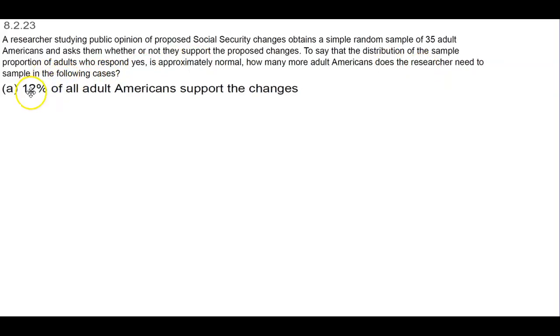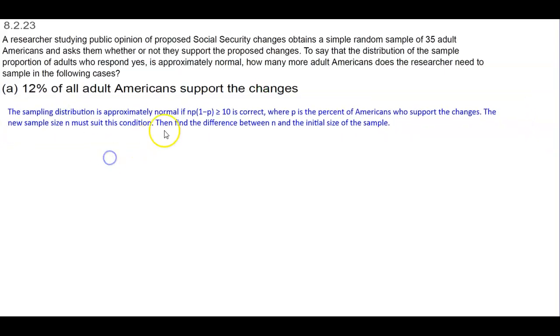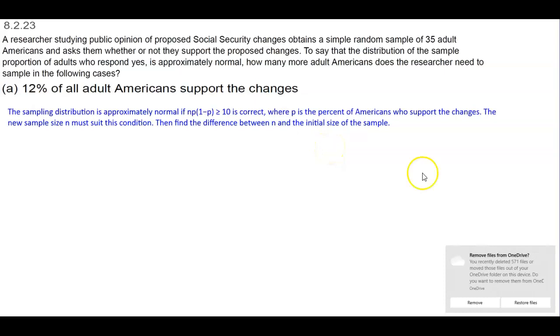In Part A, 12% of all adult Americans support the changes. The sampling distribution is approximately normal if n times p times 1 minus p is greater than or equal to 10, where p is the percent of Americans who support the changes. Now, the new sample size n must satisfy this condition, and then we find the difference between n and the initial size of the sample.